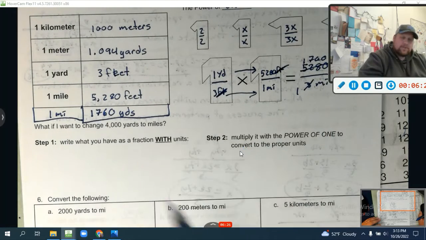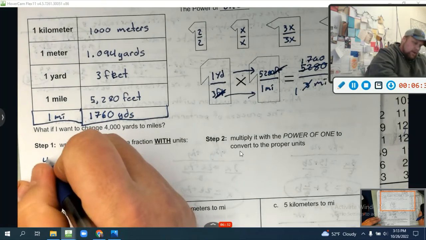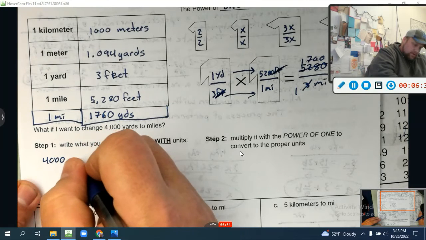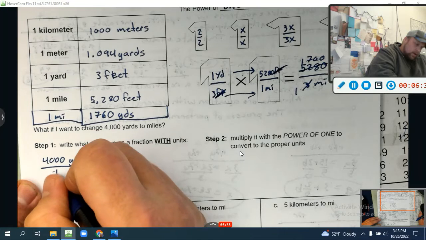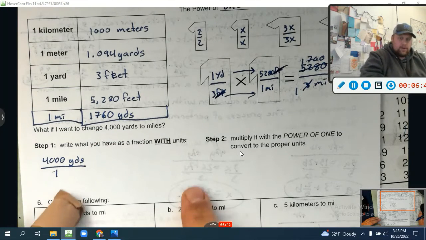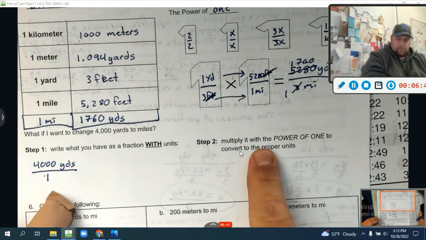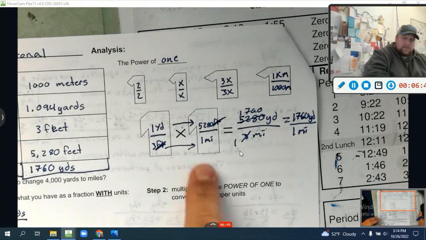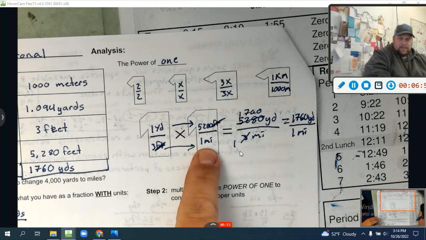Here's how I do it. Step 1, write what you have as a fraction with units. So I'm going to write 4,000 yards all over 1. Because I can write anything over 1, right? Here's the deal, though. I want to multiply it with the power of 1 to convert to proper units. Because I want you to notice something up here. 1 yard is 3 feet. 5,280 feet is a mile. That's essentially 1 times 1 equals 1.